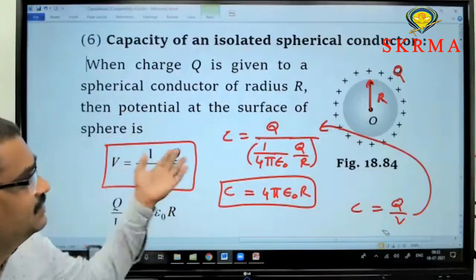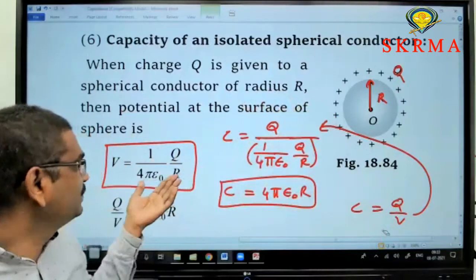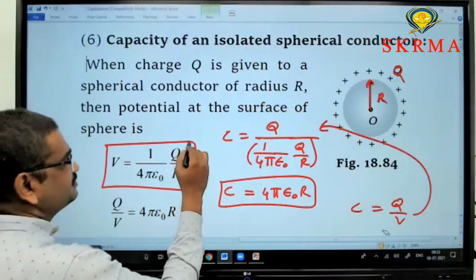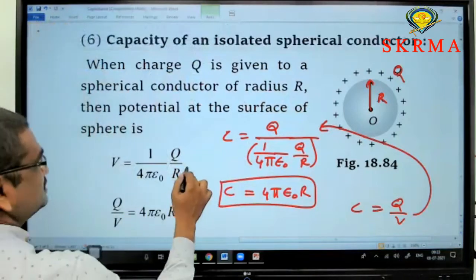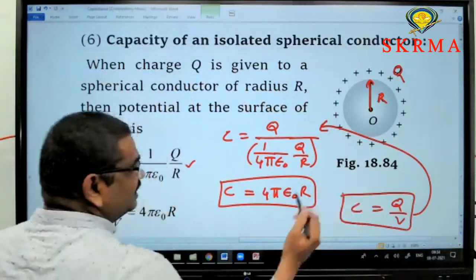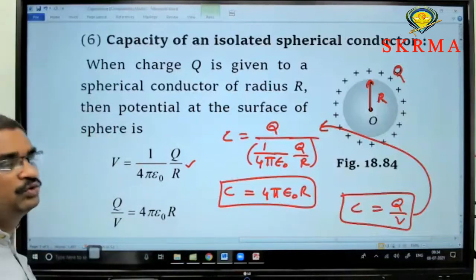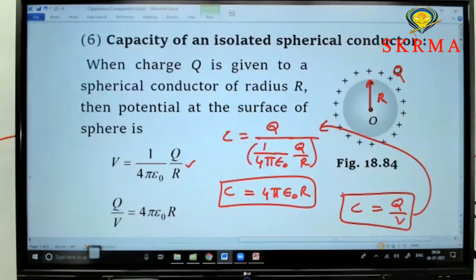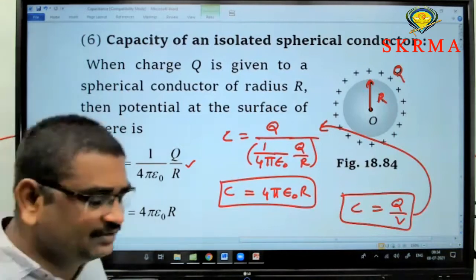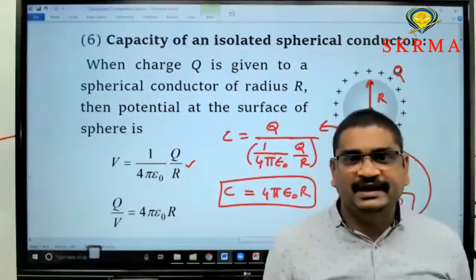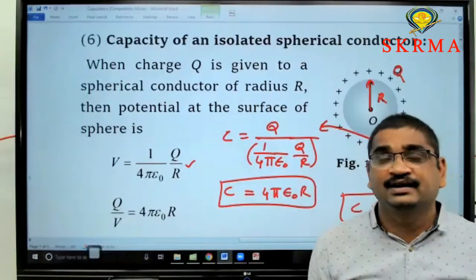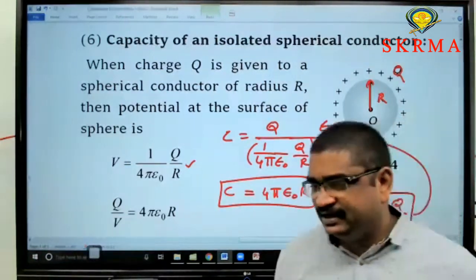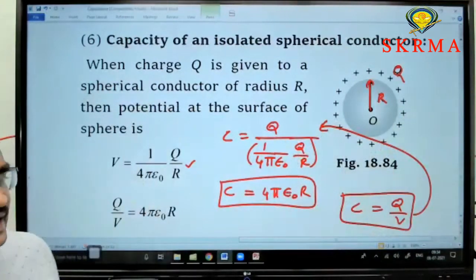So what is the potential of that spherical capacitor? 1 by 4 pi epsilon naught into Q by R. Substitute this value here, then you will get the answer as C equal to 4 pi epsilon naught into R. So is this clear? What is the formula for the capacitance of a spherical capacitor? It is 4 pi epsilon naught into R.